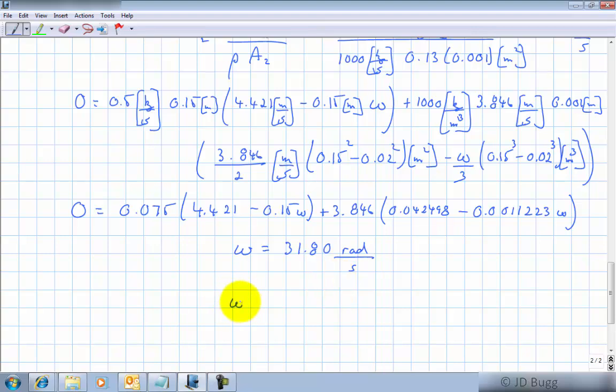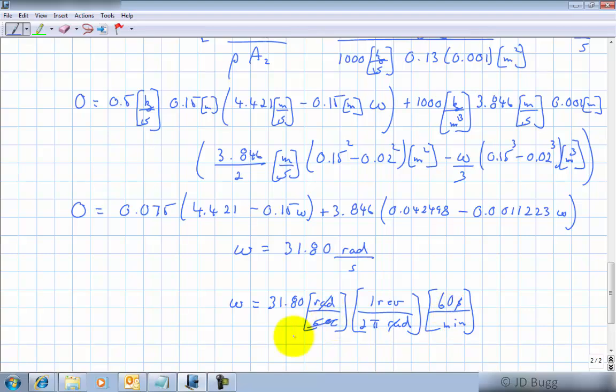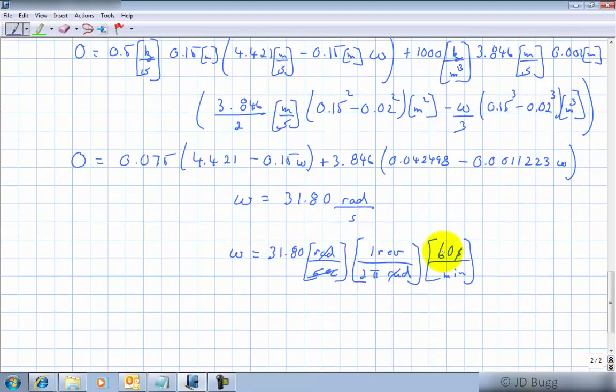So we can convert that to revolutions per minute. So we have 31.80 radians per second. So we need to remember that one revolution is equal to 2 pi radians. Okay, so those radians cancel, and there's 60 seconds in a minute. So these seconds cancel. So we end up with revolutions per minute. If we take this 31.8, divide by 2 pi, and multiply by 60. So that omega finally comes out to 304 revolutions per minute.